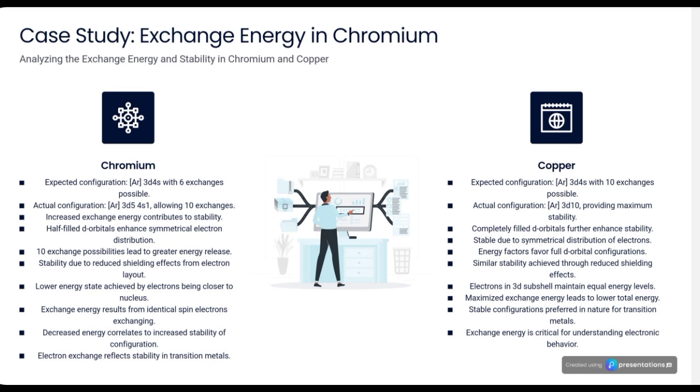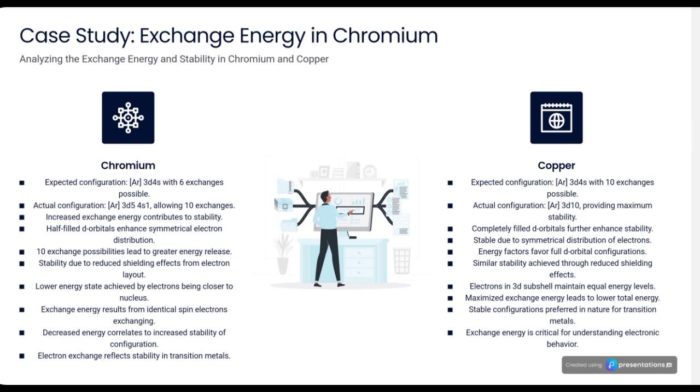They are stable due to the reduction in the shielding effect from electron layout. Since electrons are equally distant from the nucleus, every d subshell contains equal attraction towards the electron. So, the shielding effect would be reduced in this procedure. Likewise, a similar stability is achieved in copper through the reduced shielding effect. So gradually, the shielding effect is reduced in both of the cases.